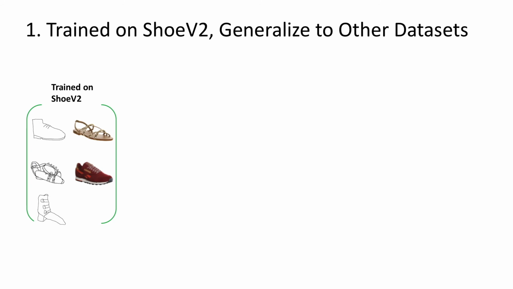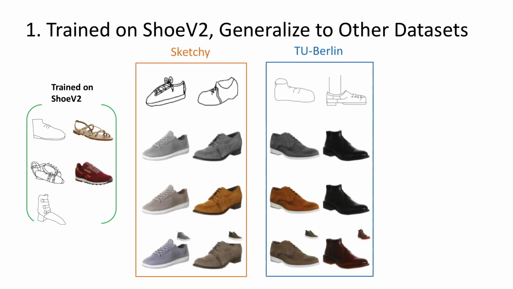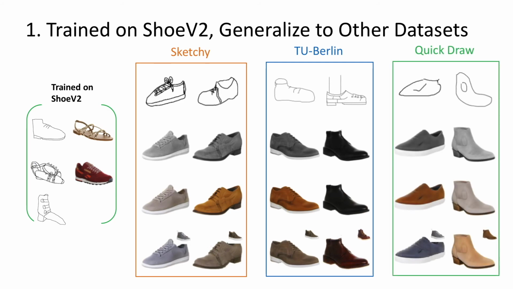We train exclusively on SUV2 and test on new datasets where the sketches become more abstract. Sketchy has sketch and photo pairs, whereas TU Berlin and QuickDraw have time unlimited and time limited conceptual drawings produced based on semantic labels. Our model generalizes very well to new datasets without any fine-tuning.